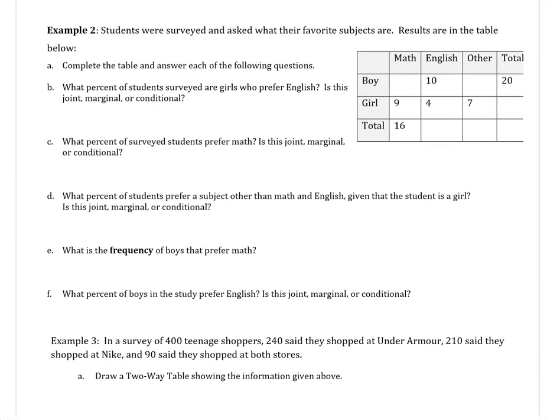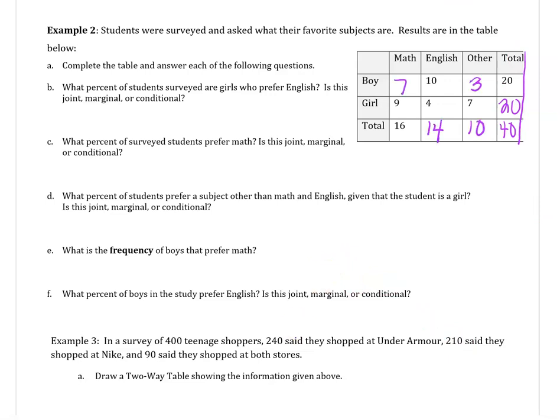Last page in our notes here. Students were surveyed and asked what their favorite subjects are. Results are shown in the table below. So what you need to make sure you guys are paying attention to is that you're going to have to complete this table. So take a second, see if you can fill in all the numbers, add up what you can. Like for example, I know 9 plus 4 plus 7 will give me 20. 20 plus 20 is 40, and so on. So see if you can fill in the rest of this table. So go ahead and pause.